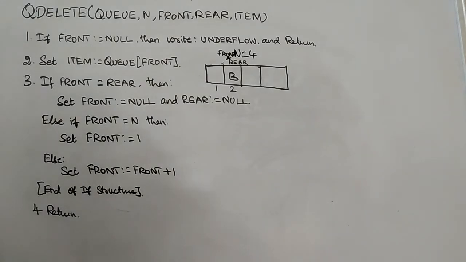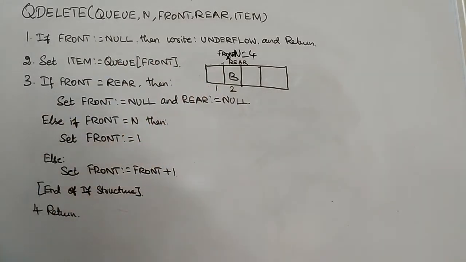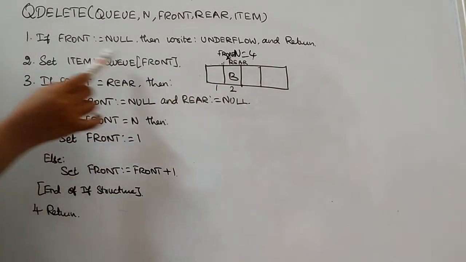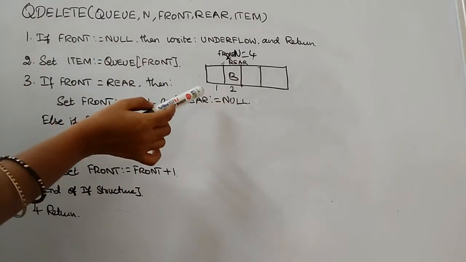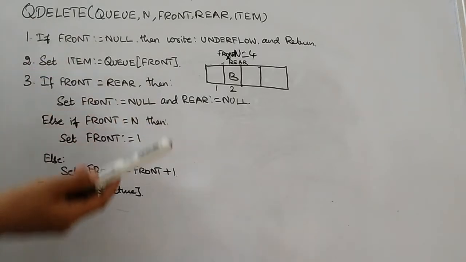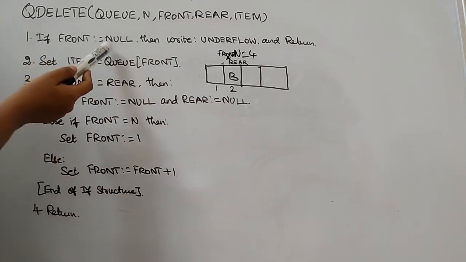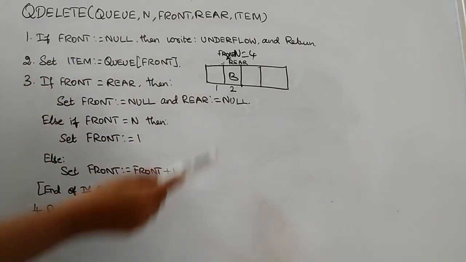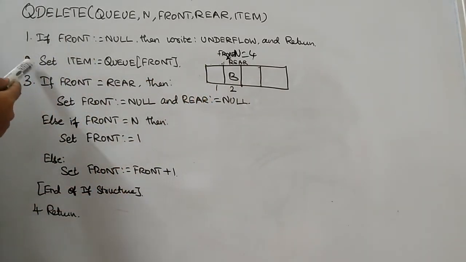Now consider the situation where again I am going to delete an element from my queue. So first I call this function QDelete. In this QDelete, the first statement checks whether the queue is empty or not. What's the condition I am checking? Front is equal to null or not. But here front is equal to 2. So the condition fails, and program control comes to this line.